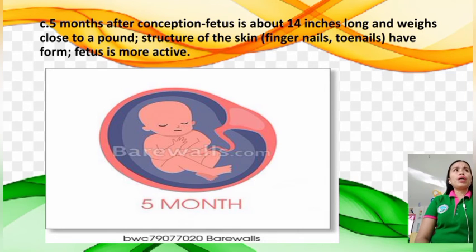Then around 5 months, reflexes such as sucking, so mag-suck na siya, mag-anak siya iyang thumb. And then swallowing and hiccuping usually appear. During the 5th month and 22-week, fetus weighs a little over 1 pound and 14 inches long. Okay. The fetus begins to show sensitivity to light. So, didto na magbigin ang sensitivity sa light and can be stimulated and irritated from this point onward.